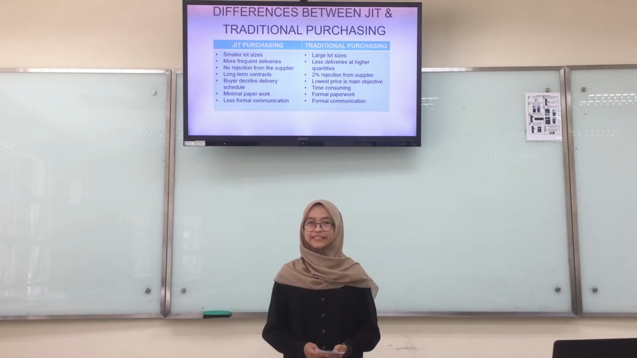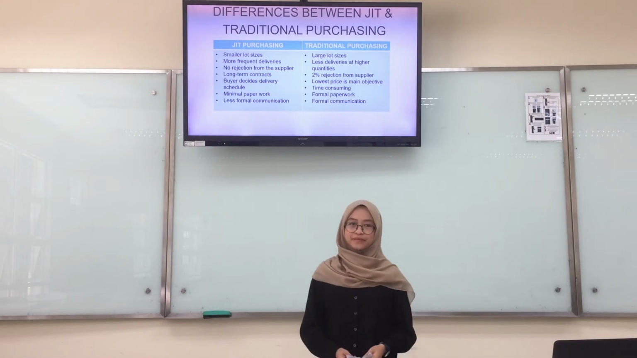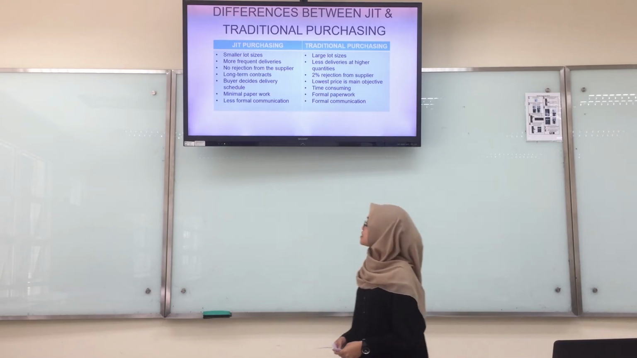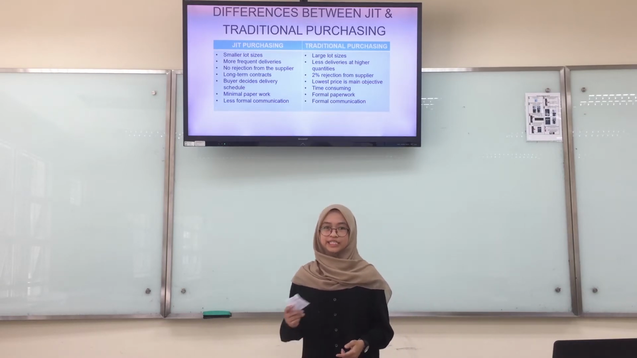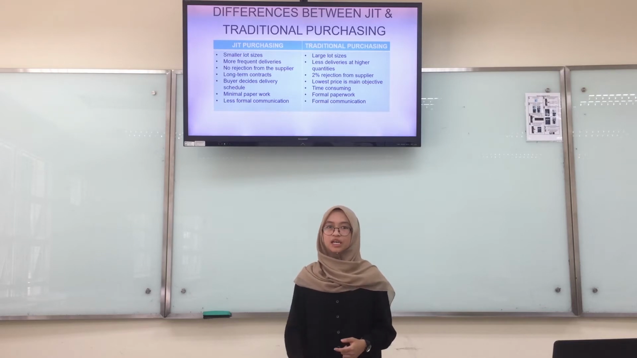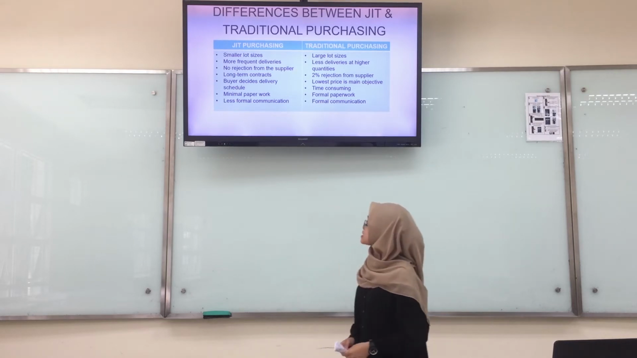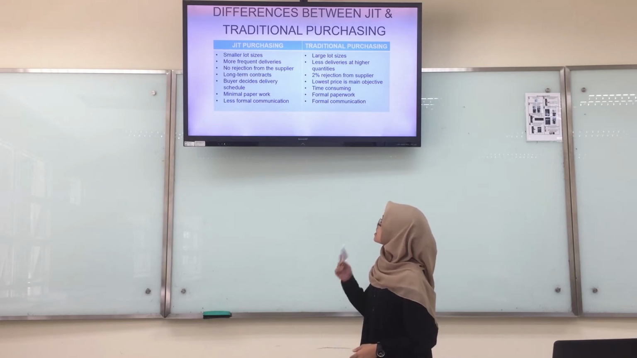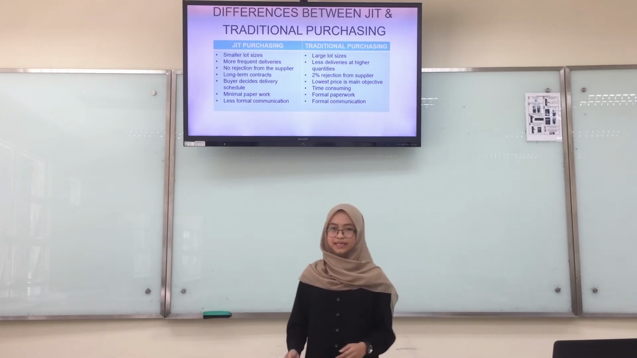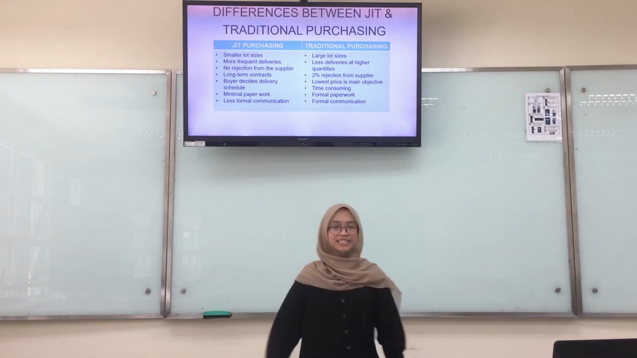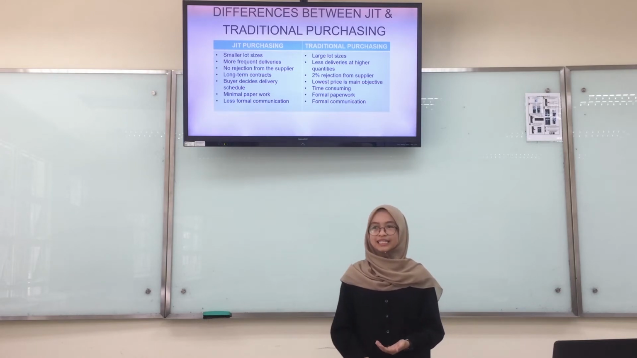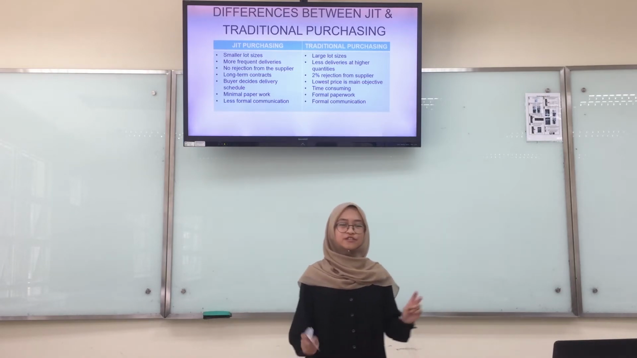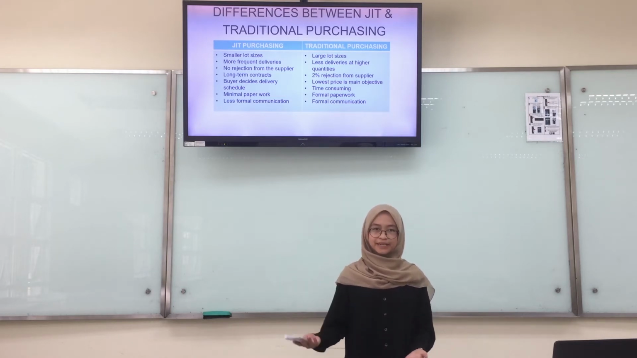Now I will move on to the differences between JIT purchasing and traditional purchasing. As you can see in the table above, in JIT purchasing, they purchase smaller lot sizes compared to traditional purchasing. This is because in JIT, they purchase raw material when they are actually needed. Next, in JIT purchasing, usually there is no rejection from the suppliers, while in traditional purchasing, they will have 2% rejection from suppliers. This is because in JIT, there is a good relationship between suppliers and buyers.